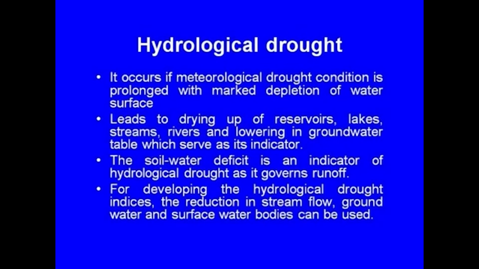Next is hydrological drought. It occurs if meteorological drought conditions are prolonged with marked depletion of water surface. It leads to the drying up of the reservoirs, lakes, streams, rivers and lowering of the groundwater table, which serves as an indicator. The soil water deficit is an indicator of the hydrological drought as it governs the runoff in the streams. For developing the hydrological drought indices, the reduction in stream flow, groundwater and surface water can be used.